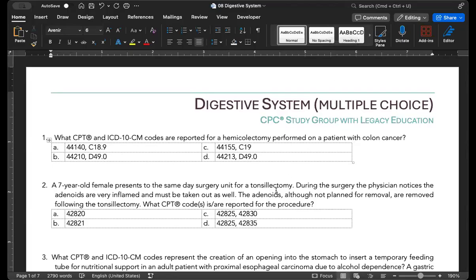All right. So we are looking at digestive system this week. So let's just jump in with question number one.